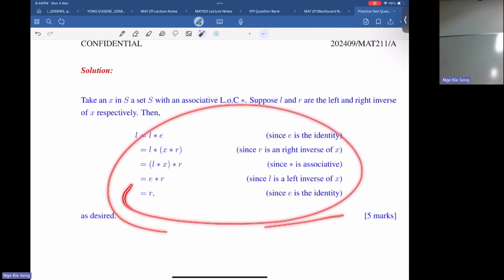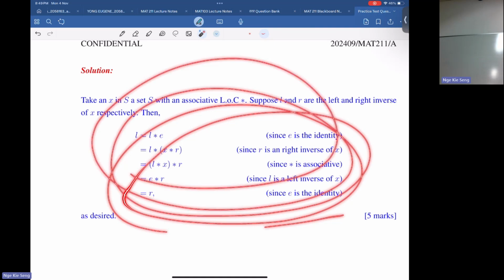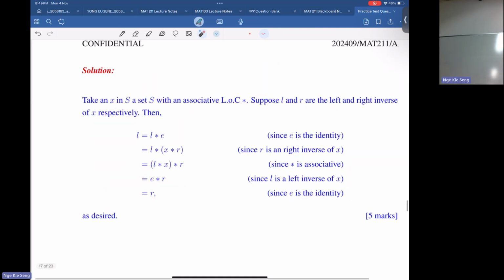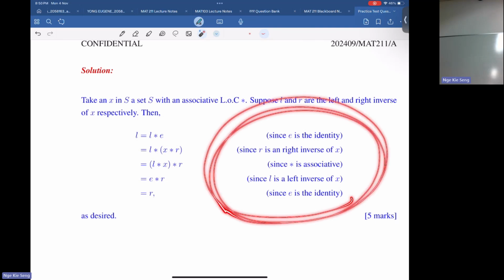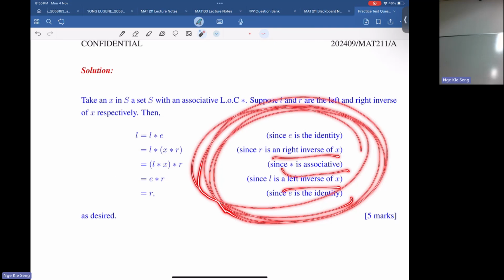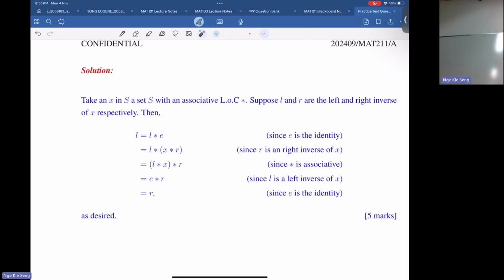So the solution is like this. Very similar to your assignment question. You want to show left equals right. So you start from anywhere, start from left or start from right, and then use equalities. So what have I used here? I just used identity elements, and then I used the definition of left and right inverse, and then I used associativity. That's all.